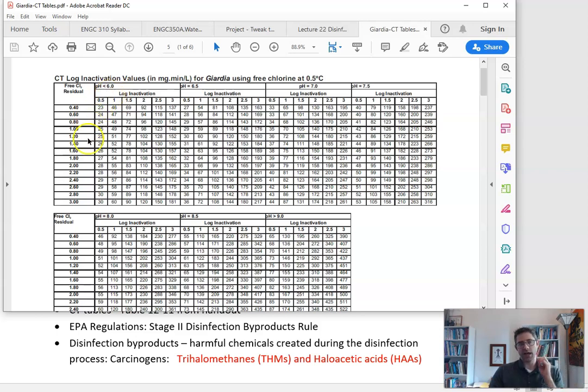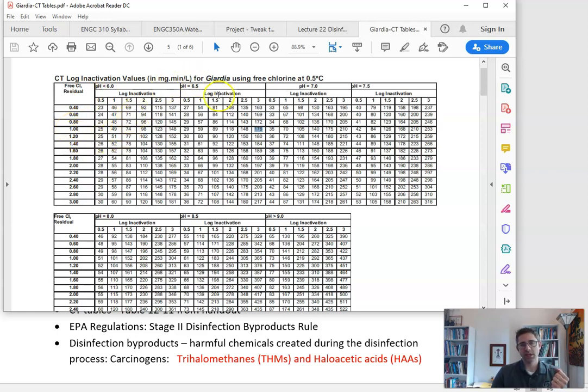So if I have 1 milligram per liter free chlorine residual and I want 3 log removal of Giardia at 0.5 degrees C at a pH of 6.5, I would look in this one row over at pH 6.5, and I'd see that I need 176 CT in order to do that. Now my C was 1 milligram per liter, thus I would need 176 minutes to achieve 3 log removal of Giardia at pH 6.5, temperature of 0.5 degrees C, and 1 milligram per liter of free chlorine residual.